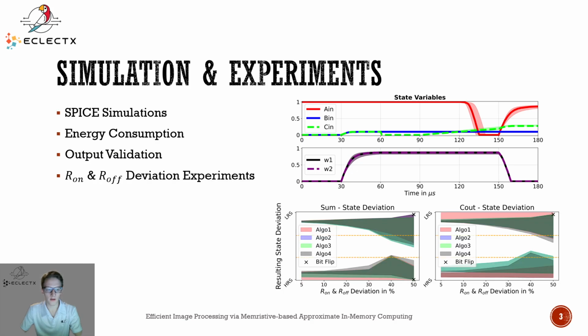We also did extensive R-on and R-off deviation experiments, which represent the resistive states of the memristor. As you can see, up to plus or minus 30% deviation still leads to correct results. This was done with a tool called Atomic, which you can find here and will be explained in another video.